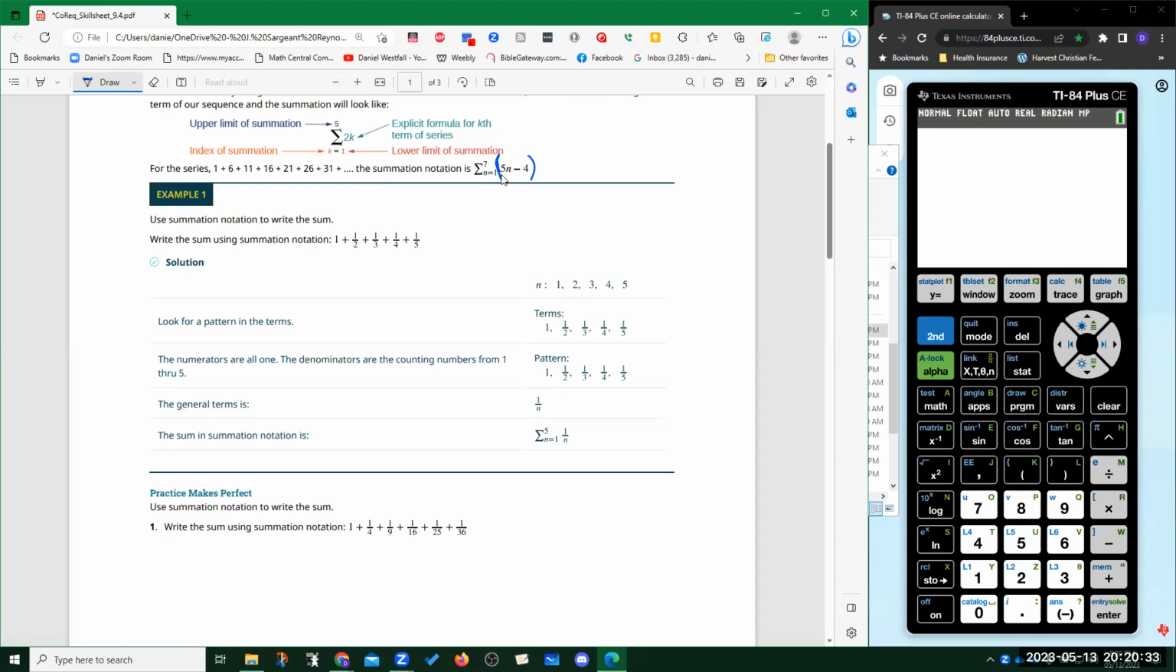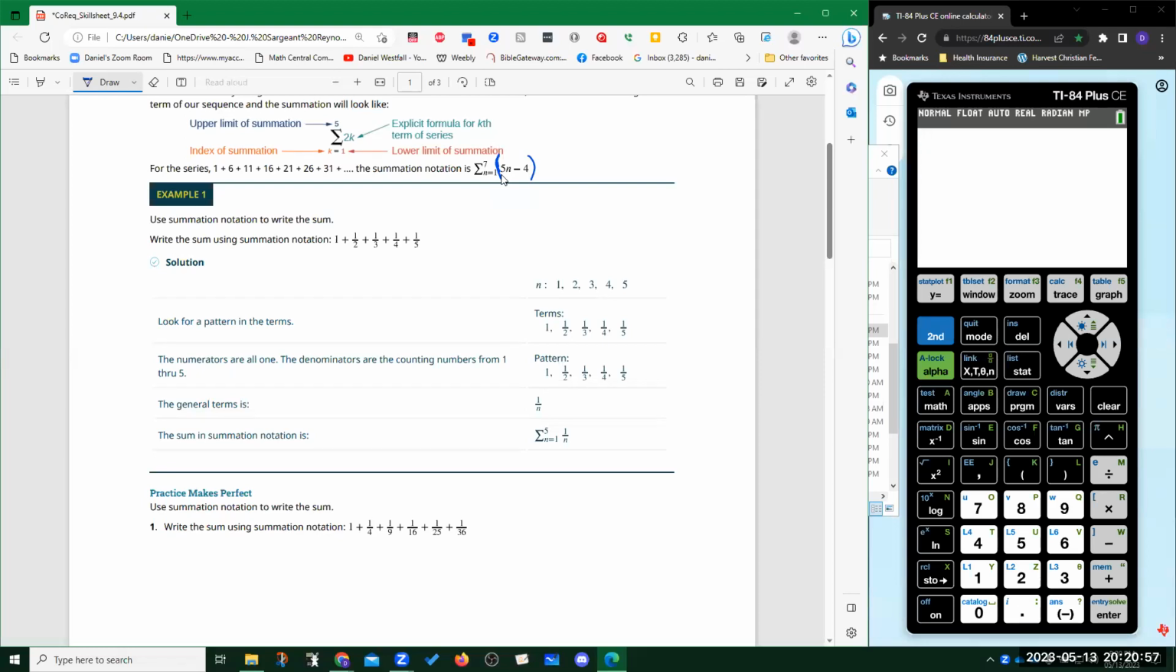We want to be very clear that we're adding this 5 times 1 minus 4 plus 5 times 2 minus 4, 5 times 3 minus 4. We don't want to be ambiguous at all, so parentheses are going to help us out. This worksheet's not going to use parentheses a whole lot. I'm going to try and add them like I just did there to clarify things like that.